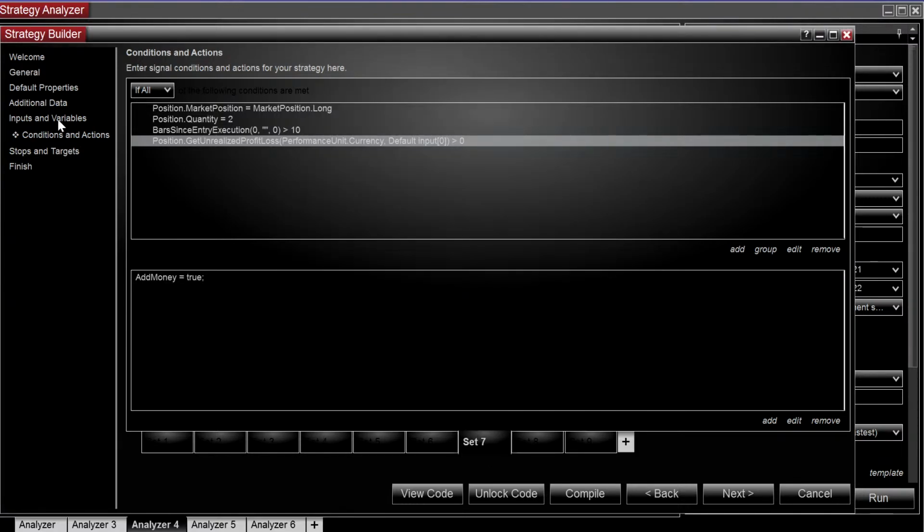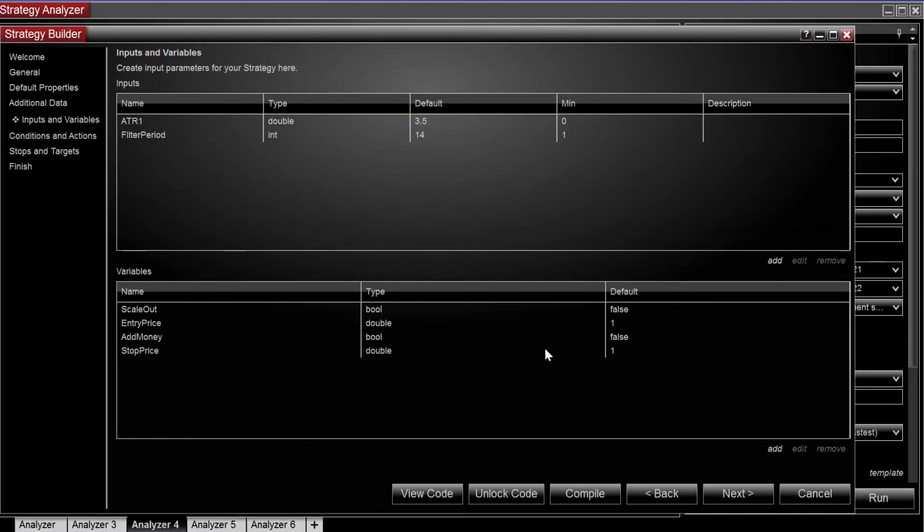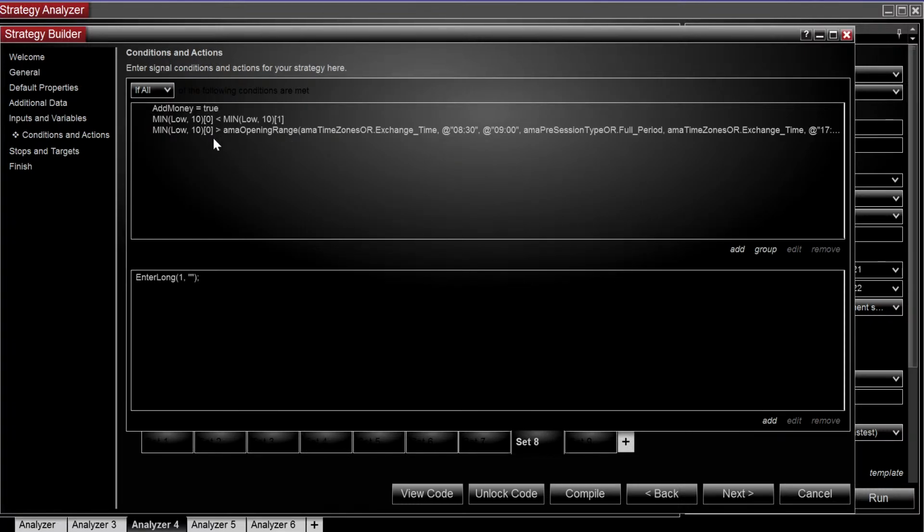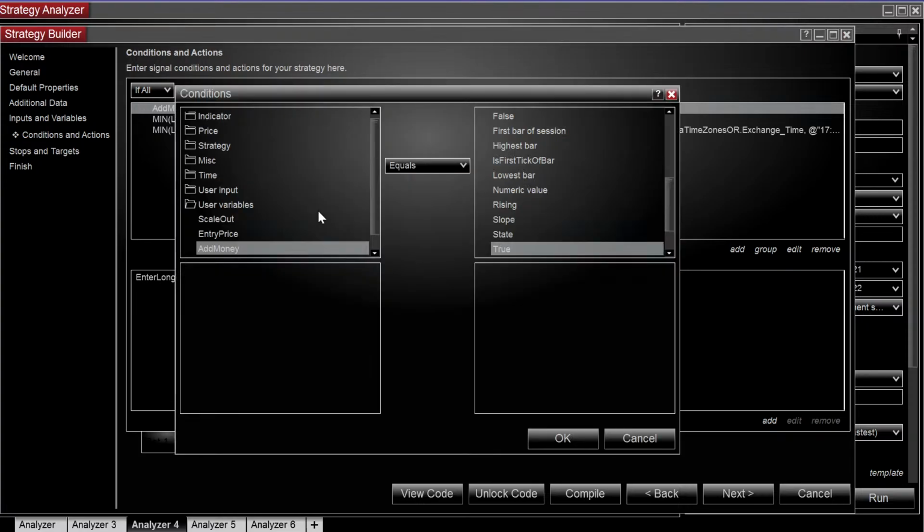but you should know how to make the variable. Just go back over here and make it the same way you made the scale out. Set number 8, add money equals true.